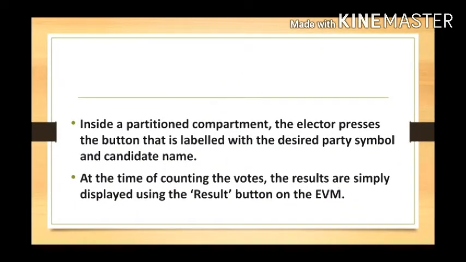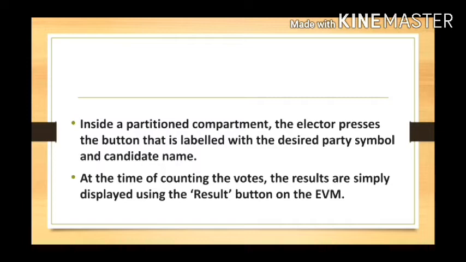Inside a partitioned compartment, the elector presses the button that is labeled with the desired party symbol and candidate name, which means, unlike ballot paper voting, the electors do not have to put any stamp on any paper. They just need to press the button of the desired candidate and the voting is done.